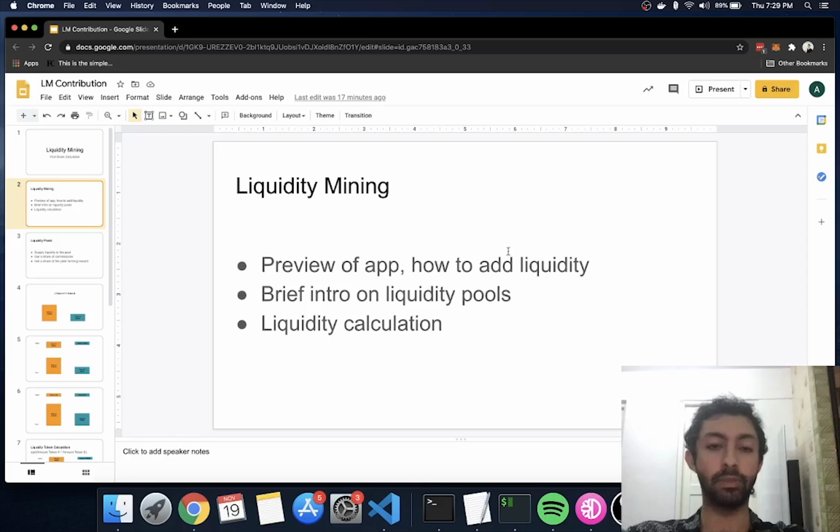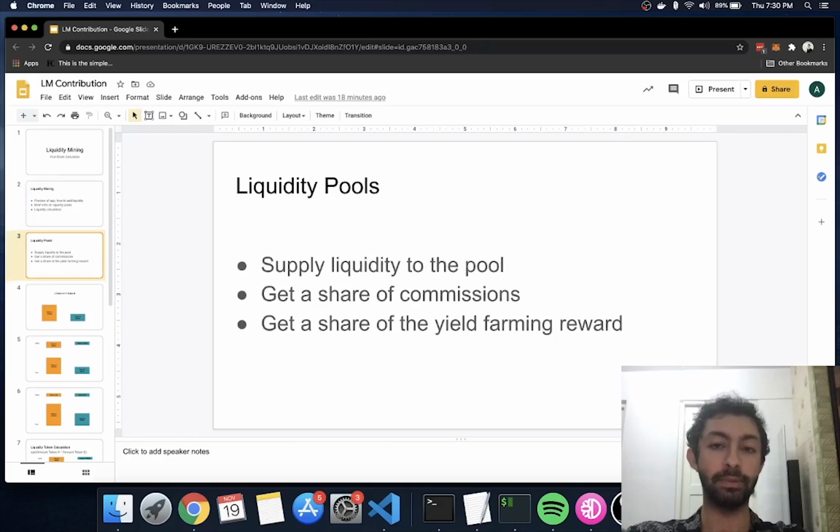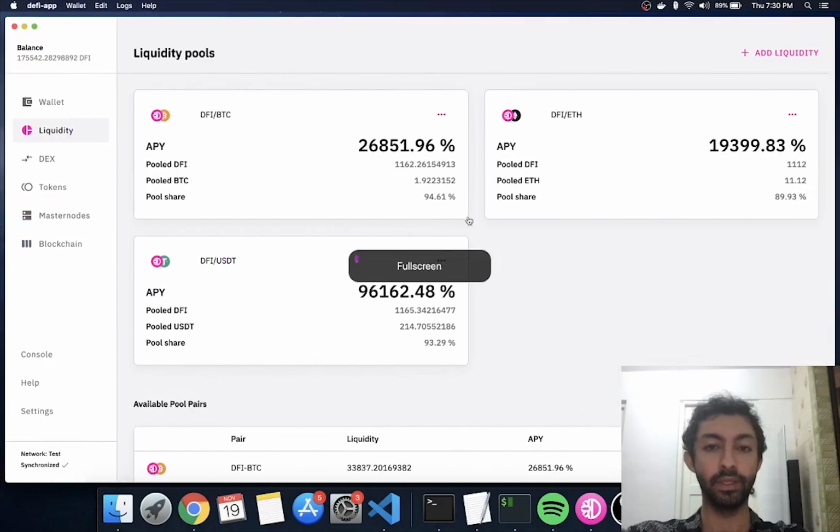And so in today's video, I'm going to go through a couple of things. First of all, I'm going to give you a quick preview of the app in its current state. It's still a work in progress. And I'll show you how to add liquidity in the app, so when the app's released, you can do that. Then I'll give you a brief intro on liquidity pools. And then I will go into the liquidity calculation at the end. So I'll start with the app.